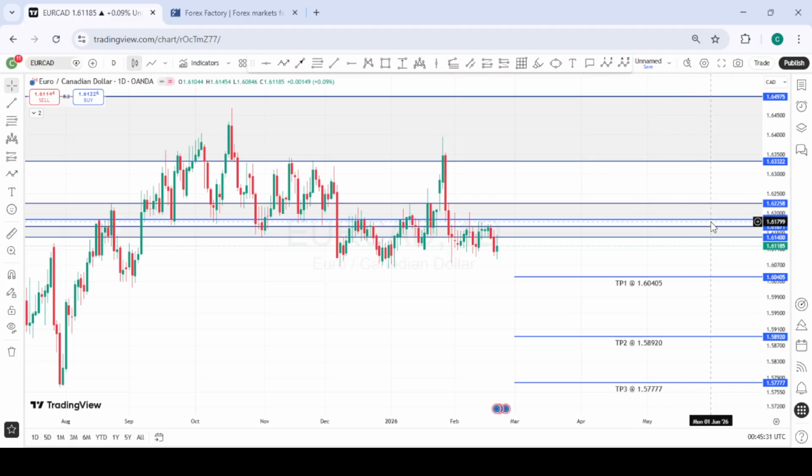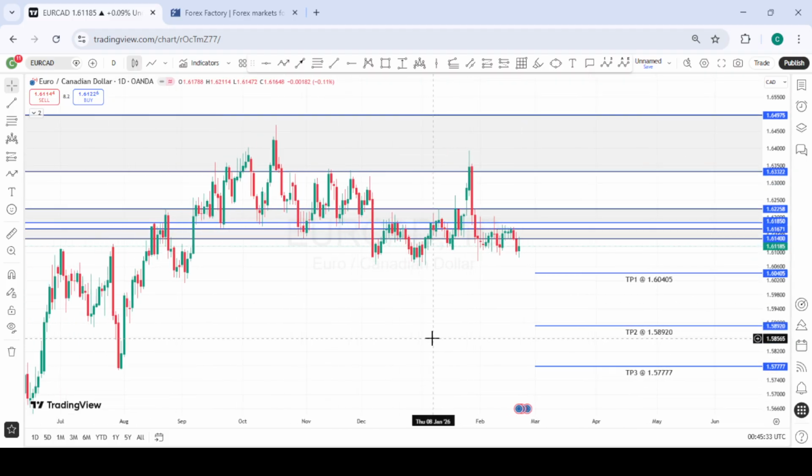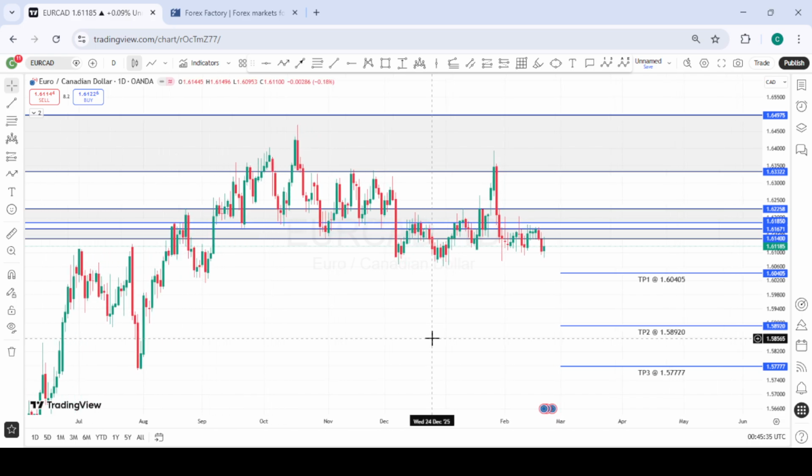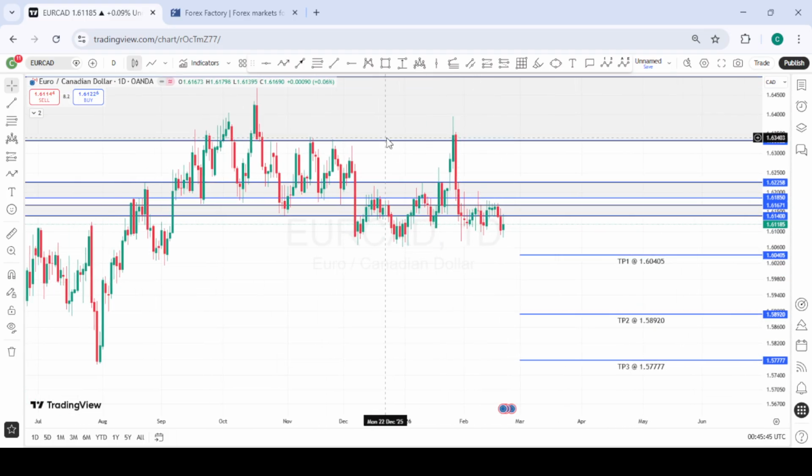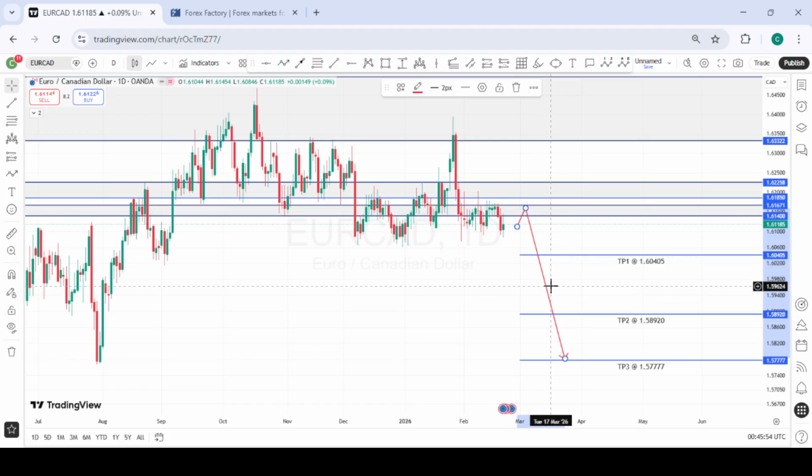This is EURCAD. It looks a bit messy, but looking at the structures, on the weekly and on the daily perspective, we are bearish now. So going into next week, what we'll be looking out for is selling opportunities, a possible pullback into this zone once again, a possible retest to this zone, and look for selling opportunities to the downside. So we are very bearish on EURCAD for the coming week.